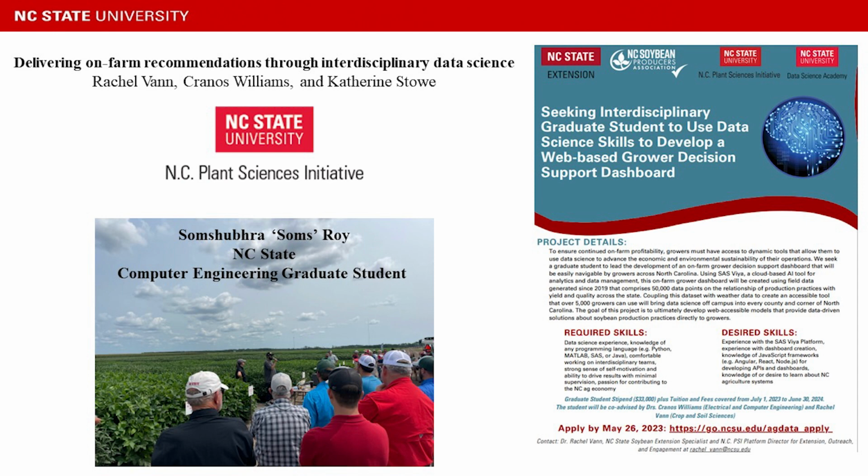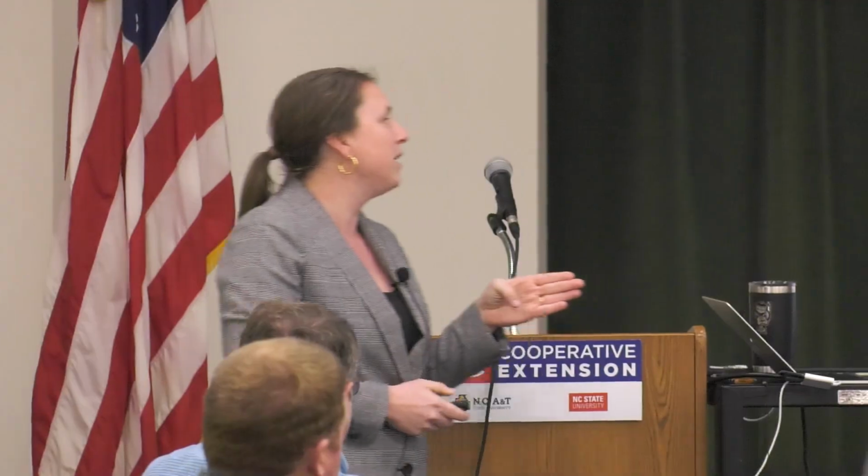We got some funding from the NC Plant Sciences Initiative and the NC Data Science Academy. The Plant Sciences Initiative is all about leveraging expertise from all across the university to work on agriculture. Through that, we got engaged with a graduate student who's in computer engineering, so College of Engineering. He's never worked on ag before. He did machine learning at Amazon before this project. His name is Sams Roy, and he is developing with a team of individuals a grower decision support tool to help you make decisions with this data in a more meaningful way.